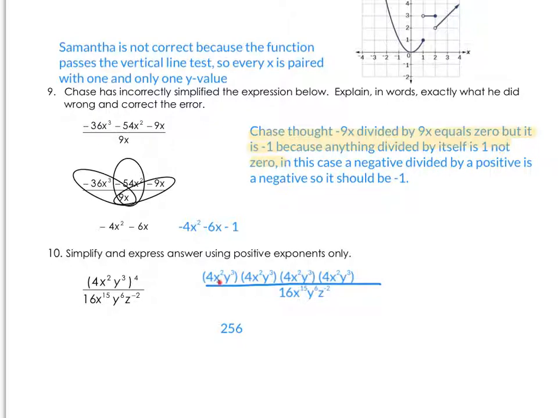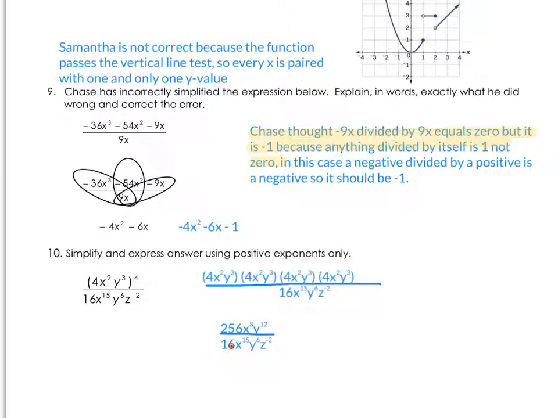And then if I look, I've got x squared times x squared times x squared times x squared. That's 2, 4, 6, 8. So x to the 8th. Okay, keep going, I've got y to the 3rd. So that's 3, 6, 9, 12. So now that's y to the 12th. Okay, then I'm still being divided by that 16, x to the 15th, y to the 6th, z to the negative 2. Okay, so now I've still got all of that.